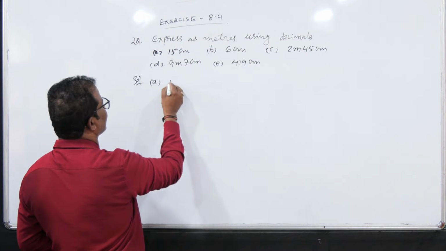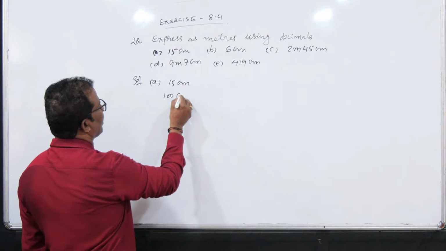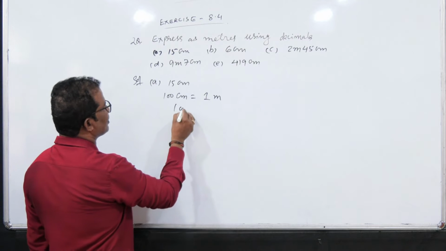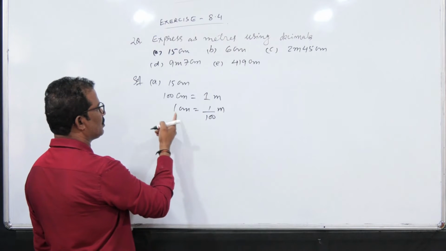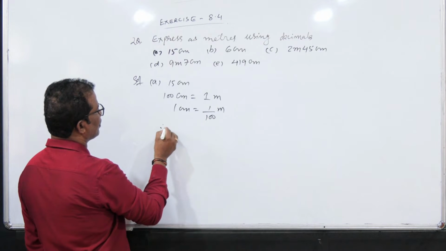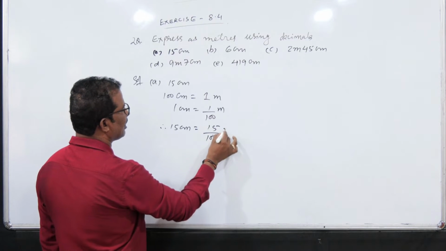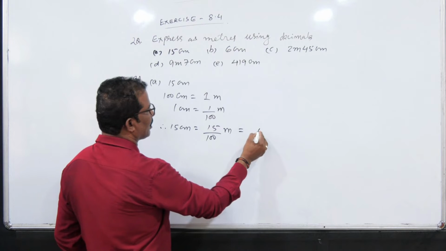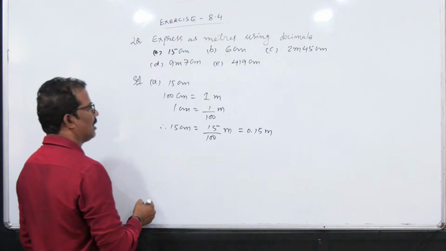So in the first question, that is 50 centimeters. We know that 100 centimeter is equal to how much? 1 meter. And 1 centimeter is equal to 1 by 100 meter. That means to convert centimeter into meter, we have to divide by 100 only. So therefore 15 centimeters will become 15 by 100 meters. Now, if you divide 15 by 100, we will get what? 0.15 meter only. Understand all of you?